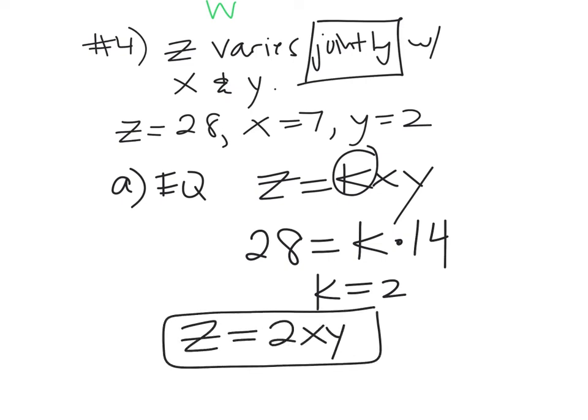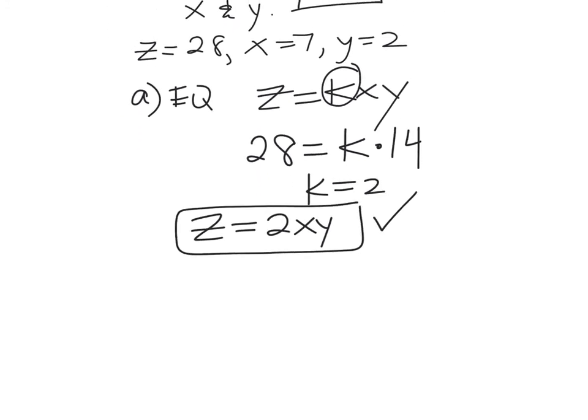It's so funny because people will solve for that and they'll get k, but then they forget to plug it back in. So that is my equation. I don't want k in my final equation. I want what k is. K is a constant. In this case, it's 2.